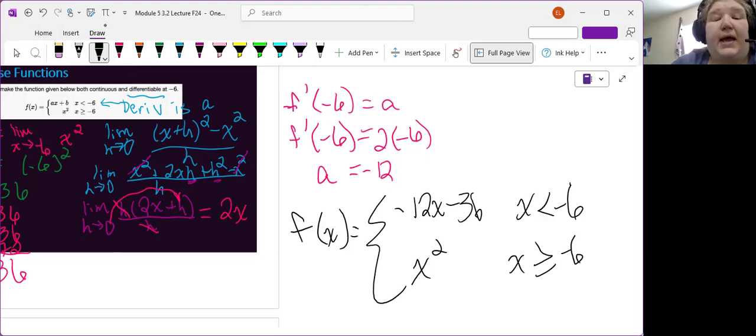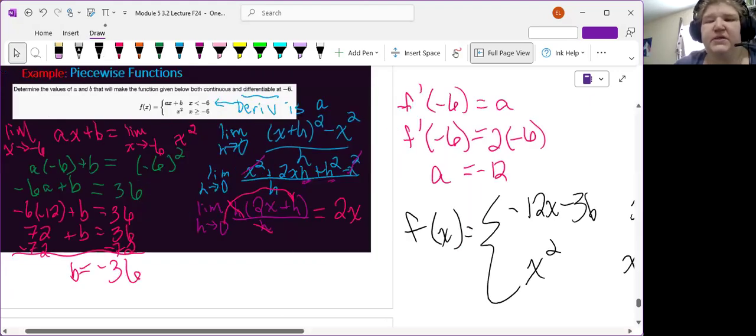F prime of x squared is 2x. And then if we plug in negative 6 for the x, we get negative 12. Slope of part A, the first part, is negative 12. So we have done it. We have found the a and the b values that make this function both continuous and differentiable.